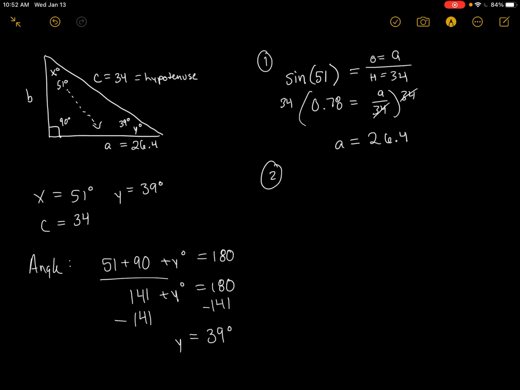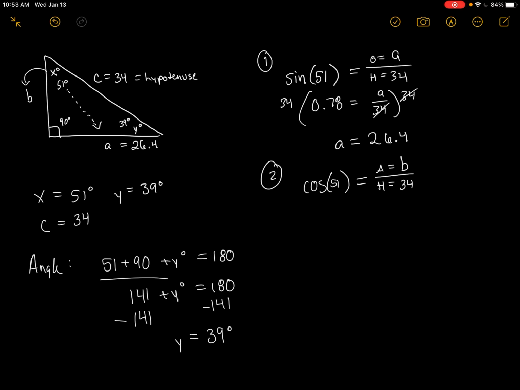Let's use cosine now. So cosine is going to be adjacent over hypotenuse. And in this case, we need to solve for b. So we know for sure that our adjacent does have to be b. We do know that our hypotenuse is 34. So we can punch in our value. Adjacent to angle x is b, so we do have to use angle x, which is 51. We don't have a choice there. We can't use 39 because adjacent to 39 is 26.4, which we just solved for. So we can't use that.